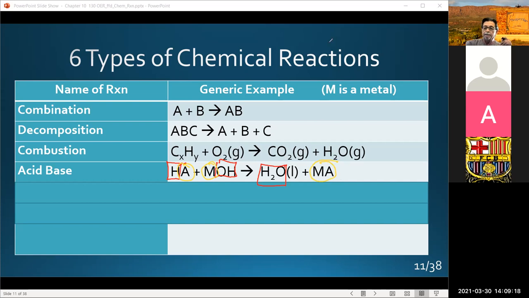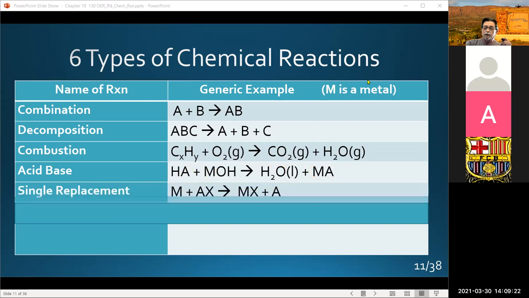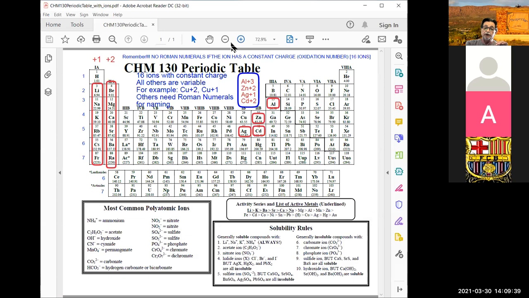All right, this one here is called a single replacement reaction. In order for this, we're going to be able to predict this. How are we going to do that? I direct you to the infamous periodic table. Get this out of the way.